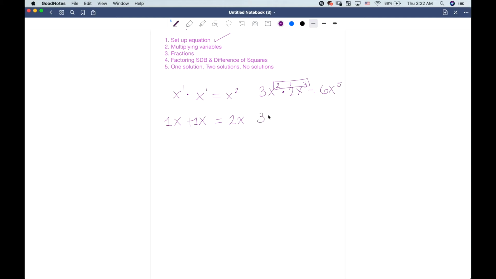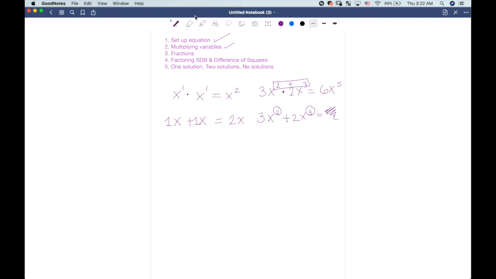Now, what happens if we were to add these two terms? 3x squared plus 2x cubed. When you're adding or subtracting, you can only combine like terms, and like terms depend on the degree. So here, x squared and x cubed are not like terms, so you cannot actually add these two. There is no answer to that. Okay, so you need to know how to multiply variables.